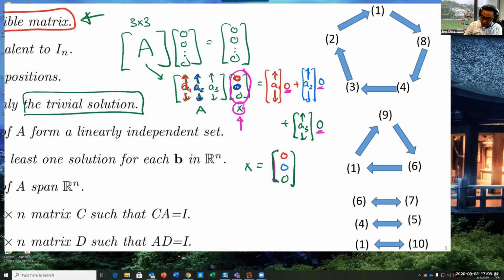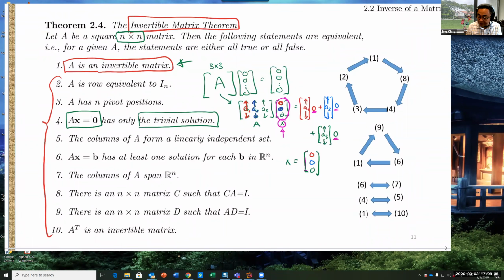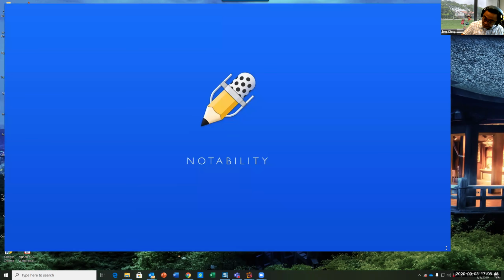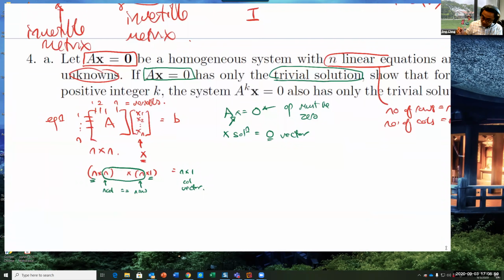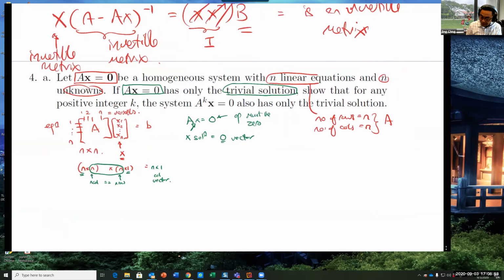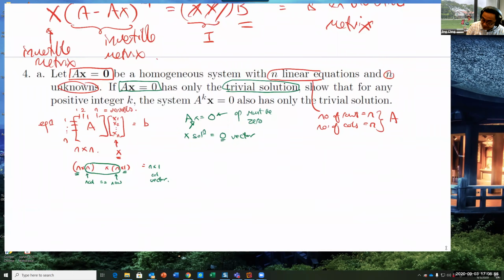Okay, so the invertible matrix theorem is basically teaching you a lot of things, and every question will only use 1 or 2 of them. Okay. All right, let's go back. So when he tells you AX equals 0 only has the trivial solution, he's basically implying A inverse exists. That's what he's saying. Or he says A is invertible.